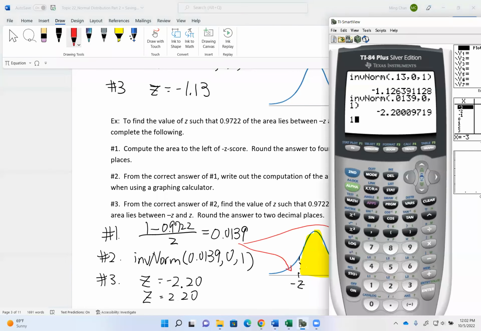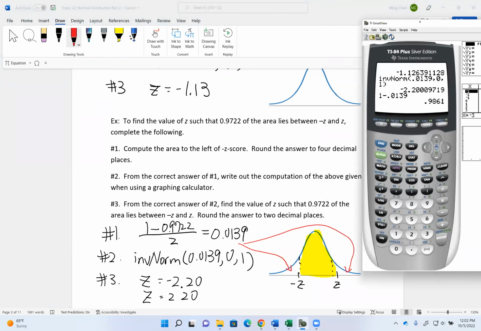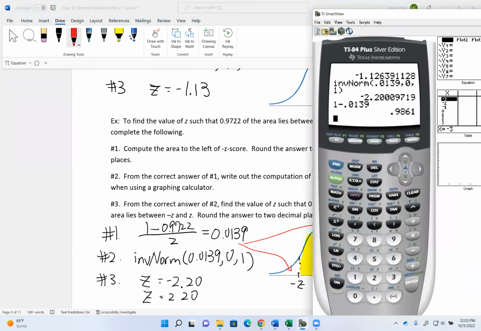So if I take 1 minus the area to the right of my positive z, 0.0139, then the area to the left of my positive z, the whole entire area to the left, not just right in the middle, is 0.9861. So if I do the inverse norm of 0.9861, comma 0, comma 1, it'll be positive 2.20. And that's one of the characteristics of a normal distribution. It's symmetric. Okay.